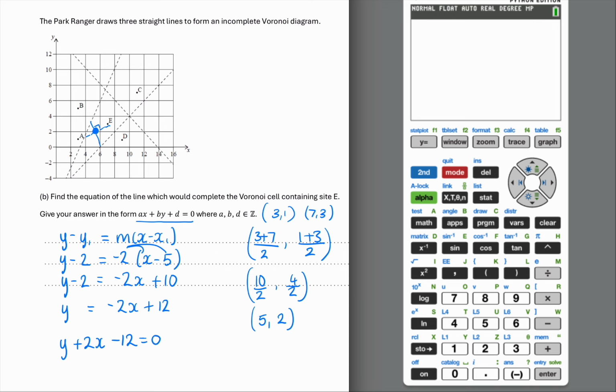So for this one, the marks were 3 marks. 1 is for seeing this minus 2. 1 is for seeing the substitution of the midpoint, and finding the midpoint correctly. And then the other is for the final answer here.